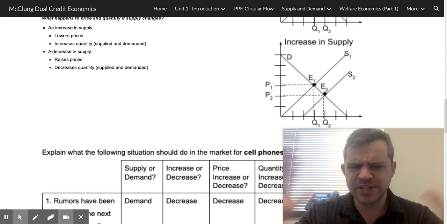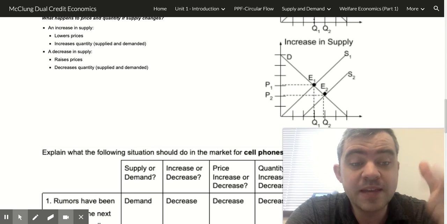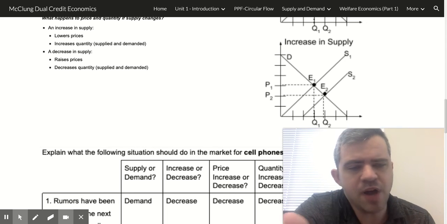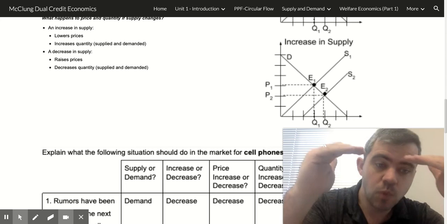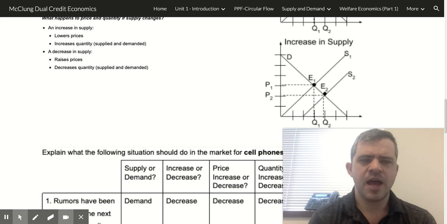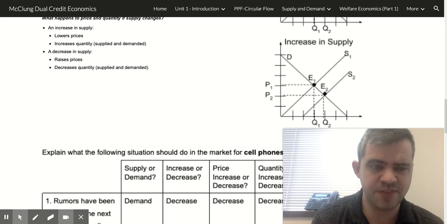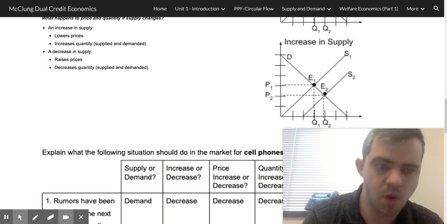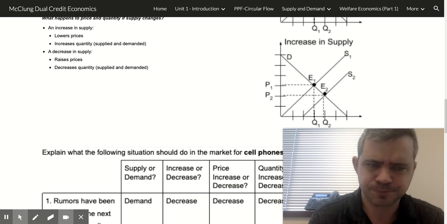Now, again, pretend like there's no graph here. Pretend like we're just logicking this thing out. This makes sense because if production costs have decreased, what do we expect to happen to prices? We expect them to decrease. If something becomes easier to make, do we expect people to make more or less of that thing? We expect them to make more. Okay. So this is all pretty logical.